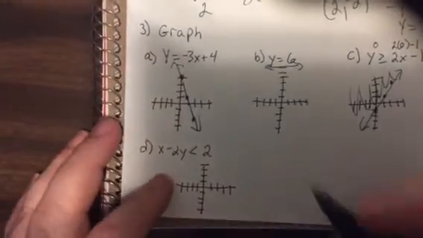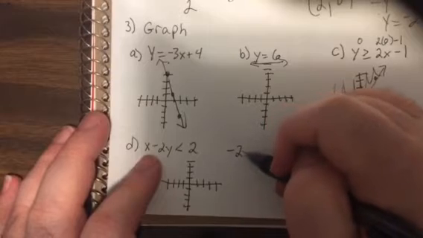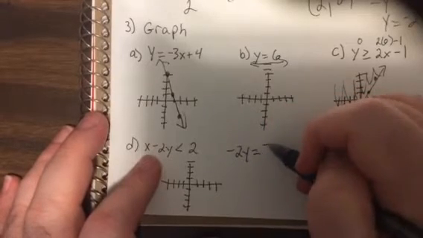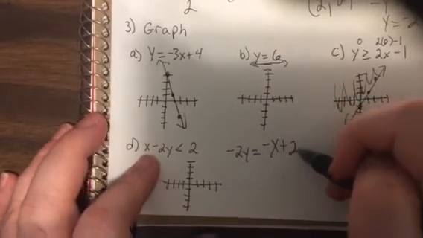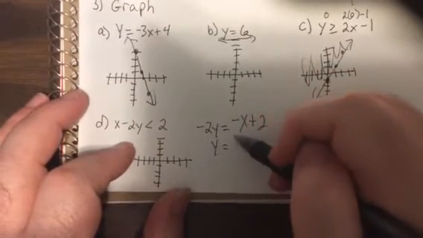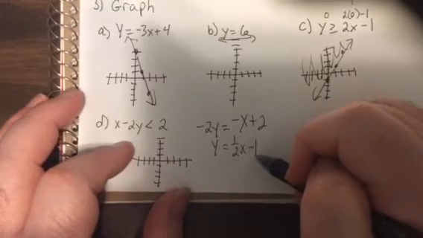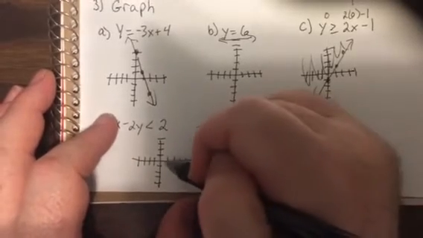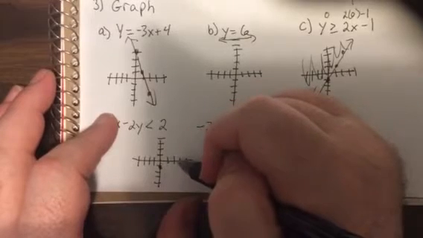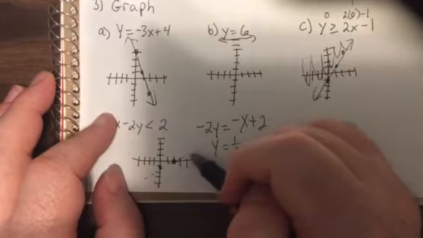Now this one at the bottom. We got to treat it like an equals. So I'm going to subtract x. Oh, I'm getting sloppy. Sorry about that. And then divide by -2. So it'd be 1/2 x minus 1. So -1 is the intercept, up 1 over 2. Now, dash because there's no equals.